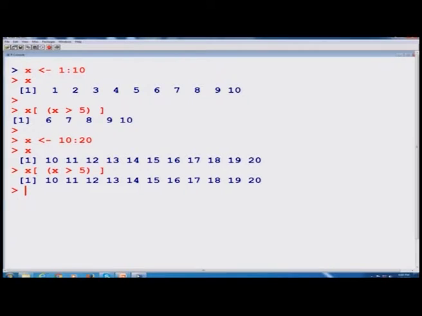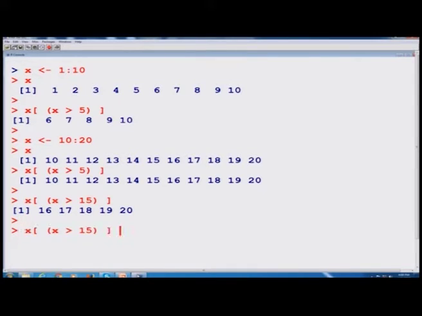It gives me all the numbers which are greater than 5. Yes, the sequence is starting from 10, so all the numbers here are greater than 5, from 10 to 20. But now, if I take all the numbers greater than 15, then this is only 16, 17, 18, 19 and 20.